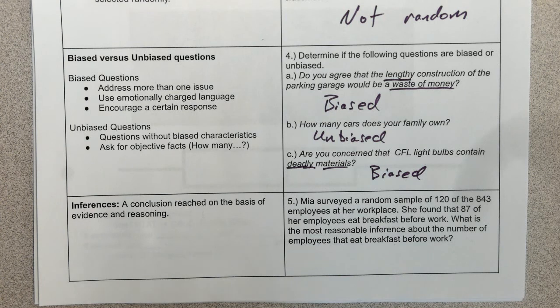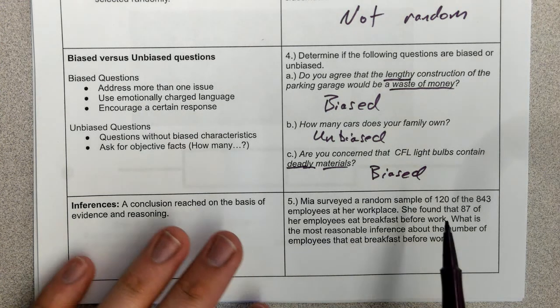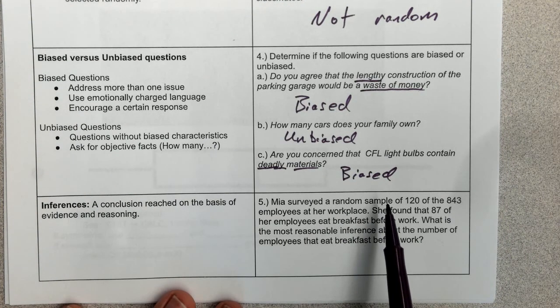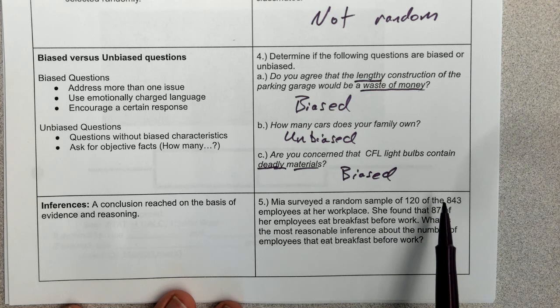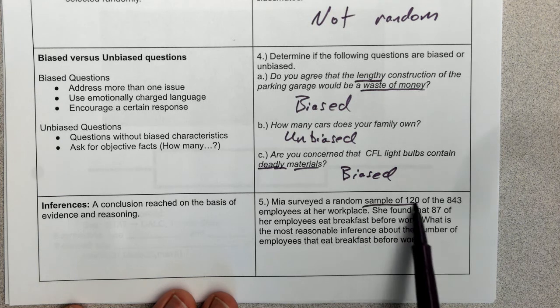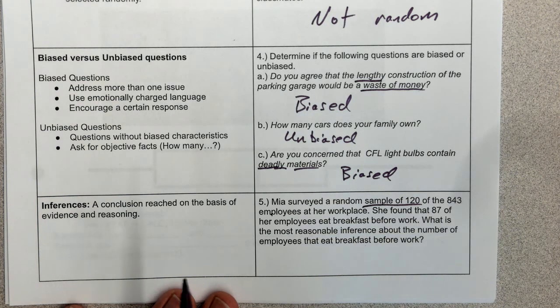Last thing here, inferences. A conclusion reached on the basis of evidence and reasoning. To infer something just means that you've taken the evidence in and you've made a judgment and you're going to draw a conclusion based on it, okay? So let's look at this example here with Mia. Mia surveyed a random sample of 120 of the 843 employees at her workplace. So her population is employees at her workplace. She's got a sample of 120 of them. Let's assume that she found them randomly. She found that 87 of her employees eat breakfast before work. Okay, so 87 out of the 120 that she sampled eat before they come to work.